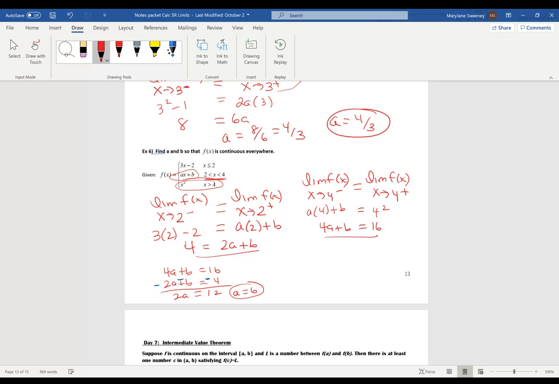Once I get a, I can get b by putting it into either one of the two equations. So I don't know, let's say I pick this one. 2a plus b equals 4. 2 times 6 plus b equals 4. 12 plus b equals 4, which means b is negative 8. That would be my answer.